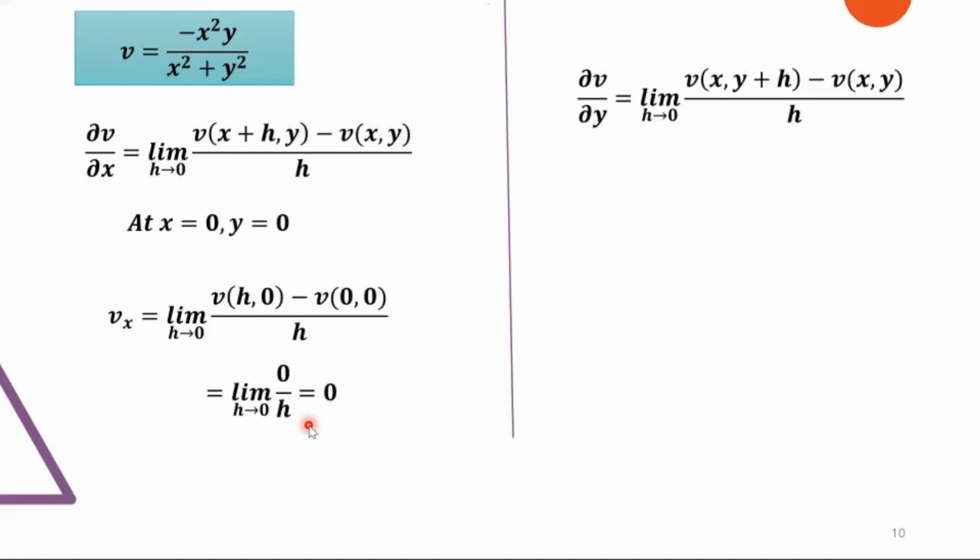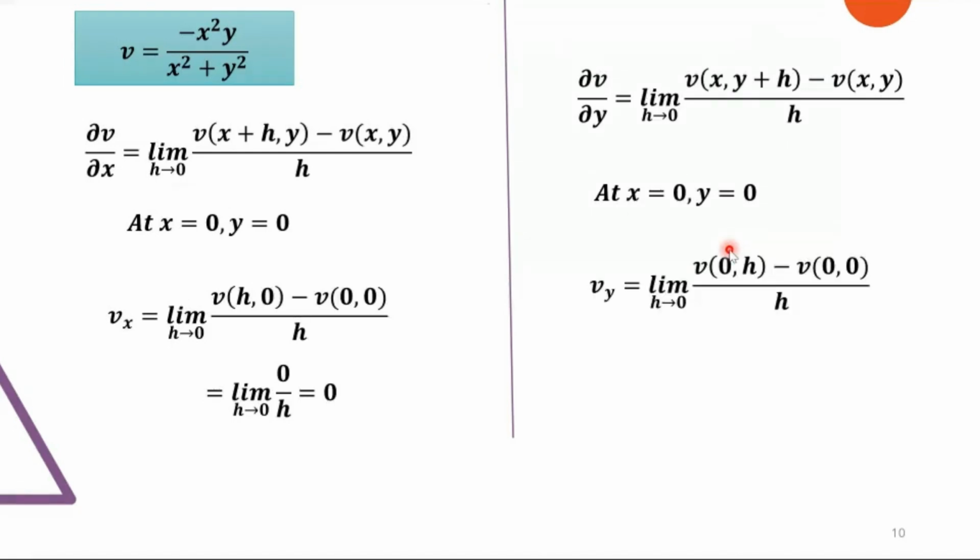Similarly, Vy, v of x comma y plus h minus v of x comma y. Again, हम differentiate y से कर रहे हैं, तो y plus h and y. X is remaining as a constant. Whatever is the variable, there we have to write y plus h. The other variable has to be kept as constant. Again, at x equal to 0, y equal to 0. This is again, we have to show the CR equations at z equal to 0. तो हो जाएगा 0 कॉमा h माइनस 0 कॉमा 0 अपॉन h. फिर से अगर मैंने x को 0 पुट किया, y को h पुट किया, अगेन उसकी वैल्यू 0 हो जाएगी. तो vy is also equal to 0.